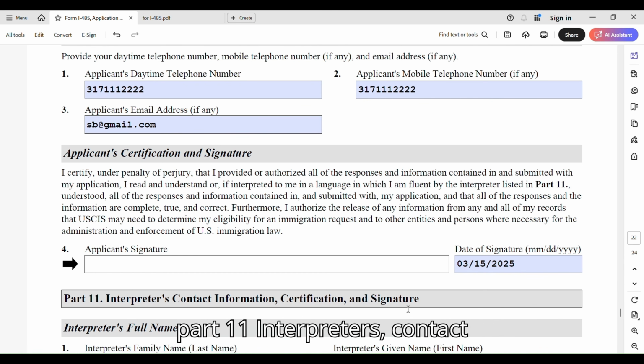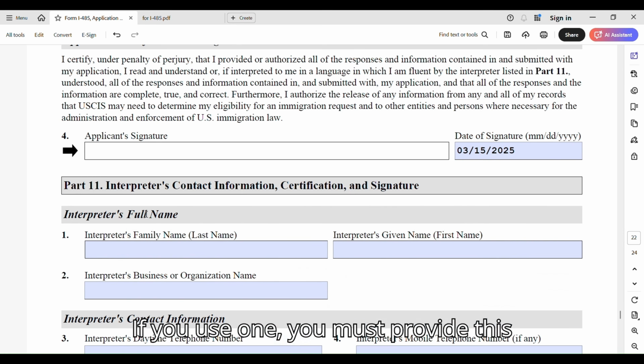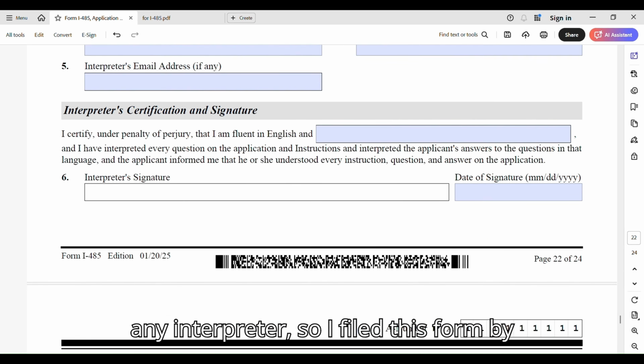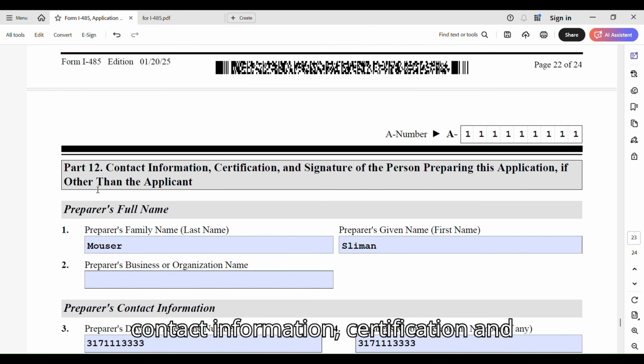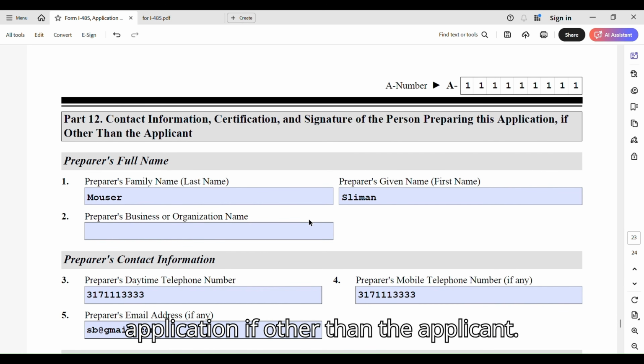Now let's go to part 11, interpreter's contact information, certification, and signature. If you used one, you must provide this information right here for the interpreter. I did not use any interpreter, so I filed this form by myself. Now let's go to part 12, which is contact information, certification, and signature of the person preparing this application if other than the applicant.